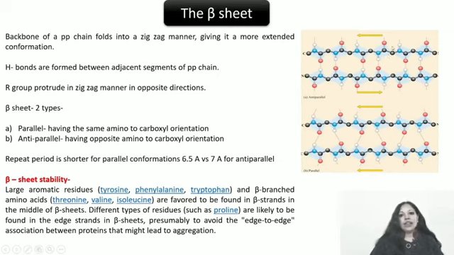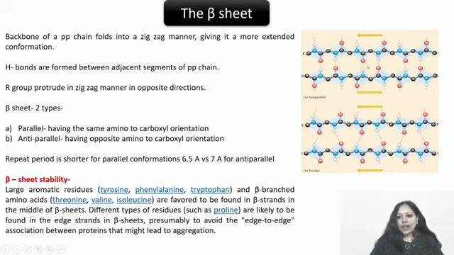Let's discuss the other one, the beta sheet, in which the backbone of a polypeptide chain folds in a zigzag manner, giving it a more extended conformation. These are also stabilized by hydrogen bonds, and these bonds are formed between the 2 strands. If the 2 strands run in the same direction, meaning the same amino to carboxy terminal, beta sheets are parallel in nature, and if 2 strands run in the opposite direction, they are anti-parallel. There is a difference in the repeat period: it is shorter for parallel conformations as compared to anti-parallel.